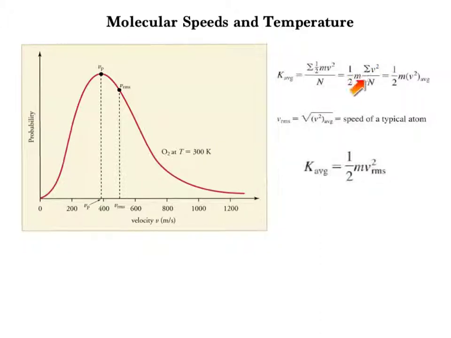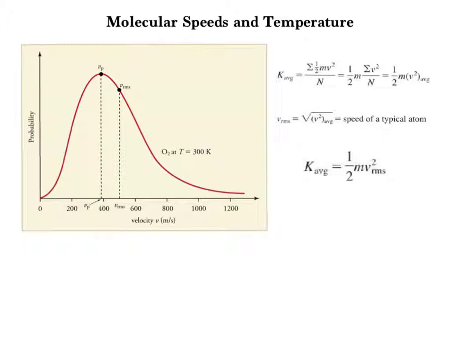Now this quantity here, the sum of v squared over N, is the sum of the values of v squared for all the atoms divided by the number of atoms. By definition then, this is the average of the squares of all the individual speeds, which we've written as v squared average. The square root of this average is about how fast a typical atom in the gas is moving.